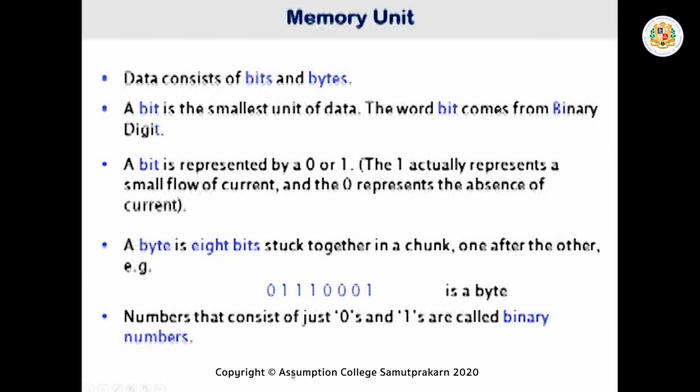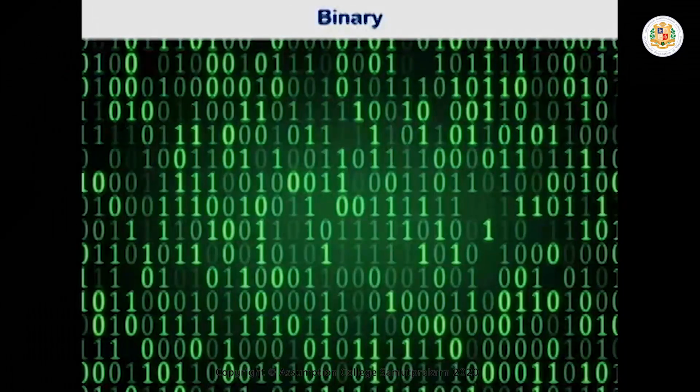Numbers that consist of just zeros and ones are called binary numbers. Okay, I'll give you some examples. This is an example of binary numbers. You often see this in movies, right? Lots of ones and zeros on the screen. So this is an example of data on how the computer understands all the information. They use 0 and 1.